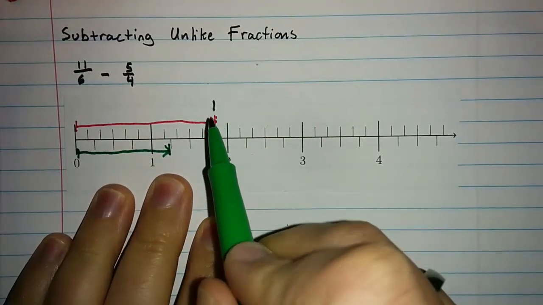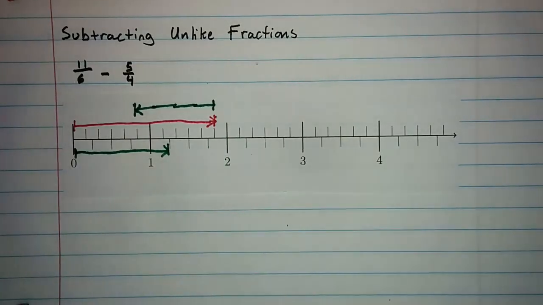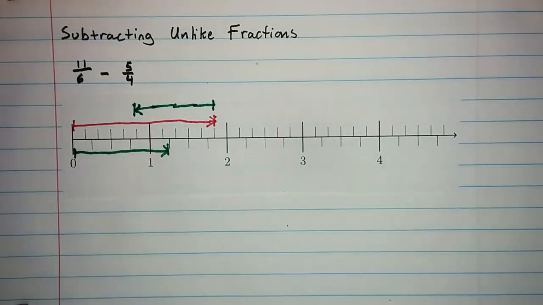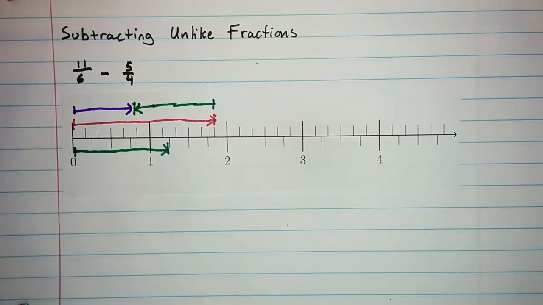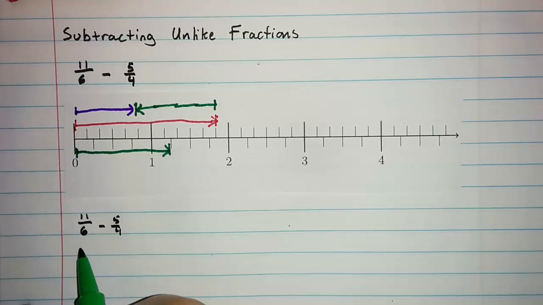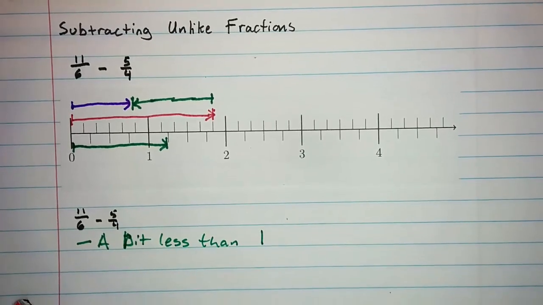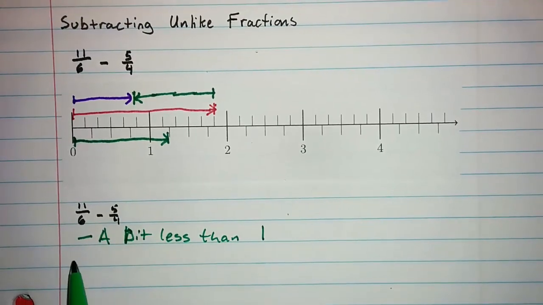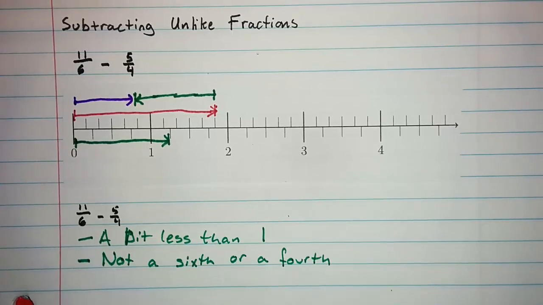Looks like I'll have to draw a little bit carefully. But it looks like it's somewhere around there, wouldn't you say? So 11/6 minus 5/4. Well, what do I know about it? It looks like it's a bit less than 1. And it looks like it's probably not on a sixth and not on a fourth. So I'm not sure what it is, but I can tell you something that it certainly isn't.